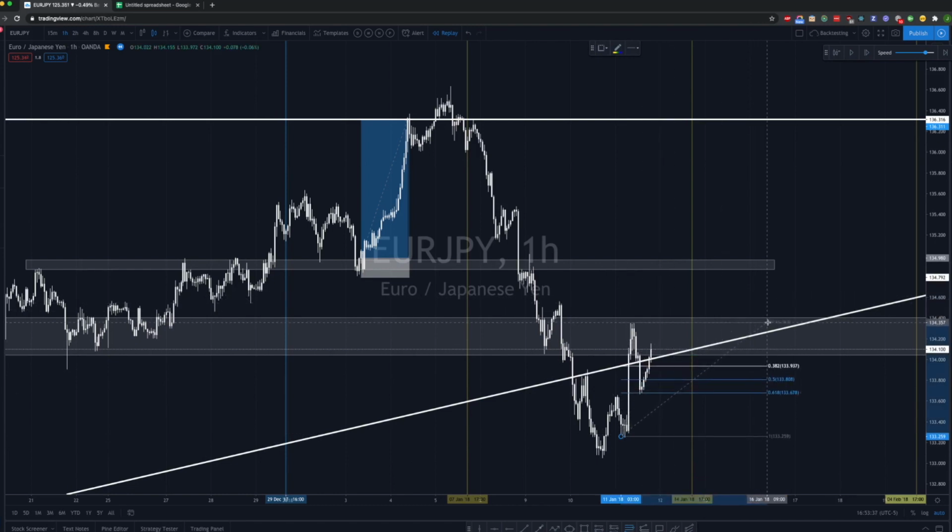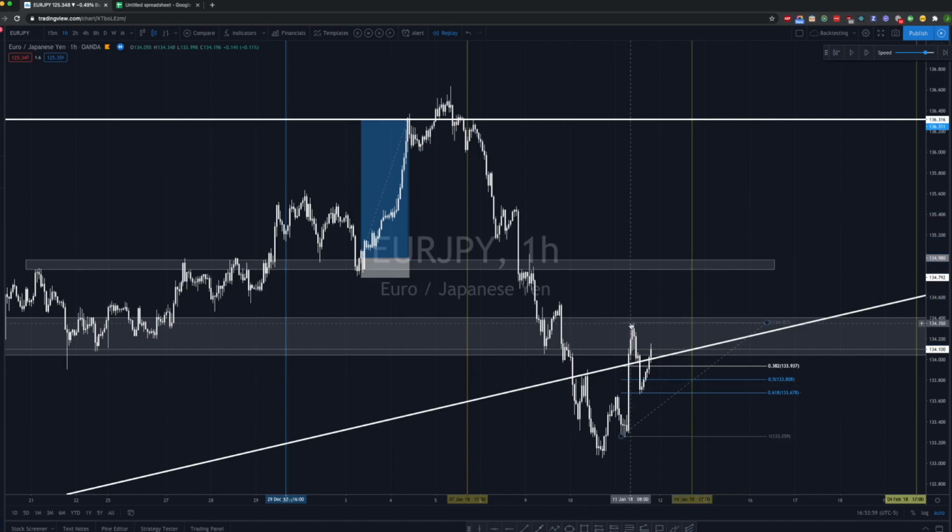61.8. Right, so it had a strong bullish move, went down exactly to the 618 level, and it started to buy again. So if we start to see some sort of price action like this, we could probably look for long positions within here, right?